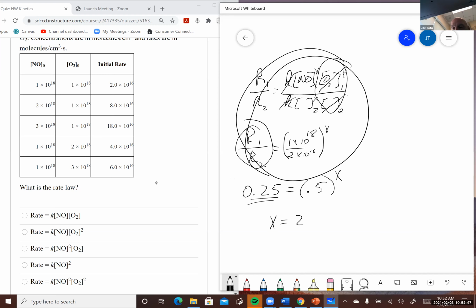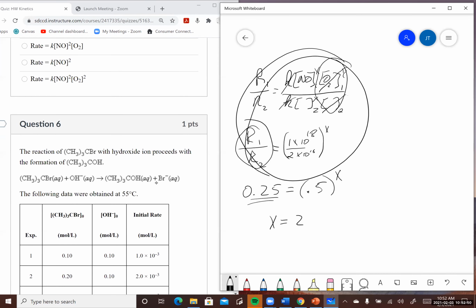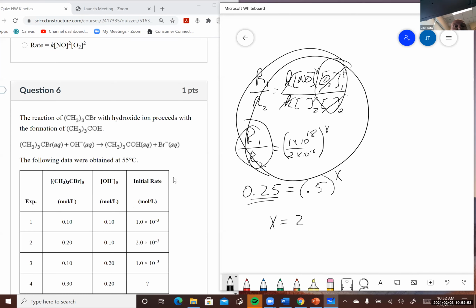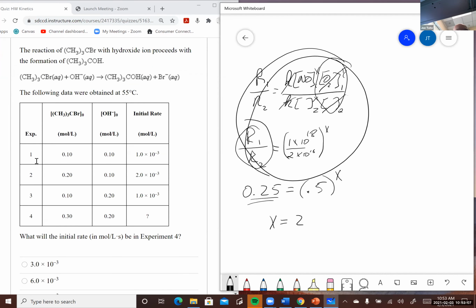Okay. Well, I'm just going to take a peek at these other ones, and maybe I can get you started in the right direction. I'm not going to do them for you. I want you to check them out. So for question 6, it looks very similar. You got some data on a reaction, and they want to know what will the initial rate for this last experiment be? Now, in order to do that, you got to find the rate law, right? And then you can plug in these concentrations and the K and calculate the initial rate.